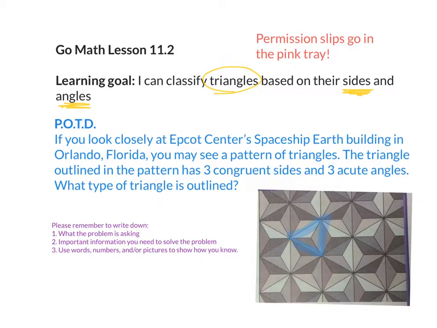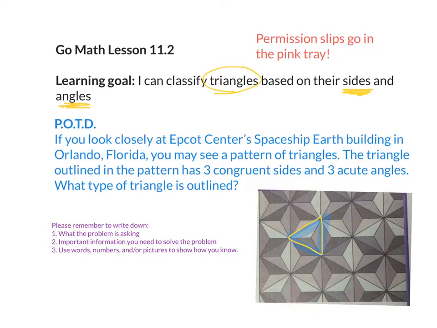If you look closely at the Epcot Center Spaceship Earth building, that's that big round building in Florida, you're going to see a pattern of triangles. Do you guys see triangles here? Yeah. And so I highlighted one in blue. Here it is. And if you look at it, it tells you that the pattern has 3 congruent sides.